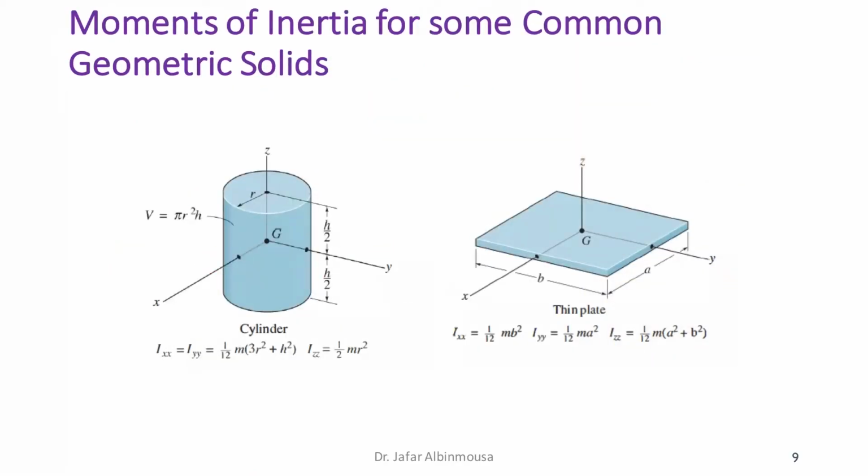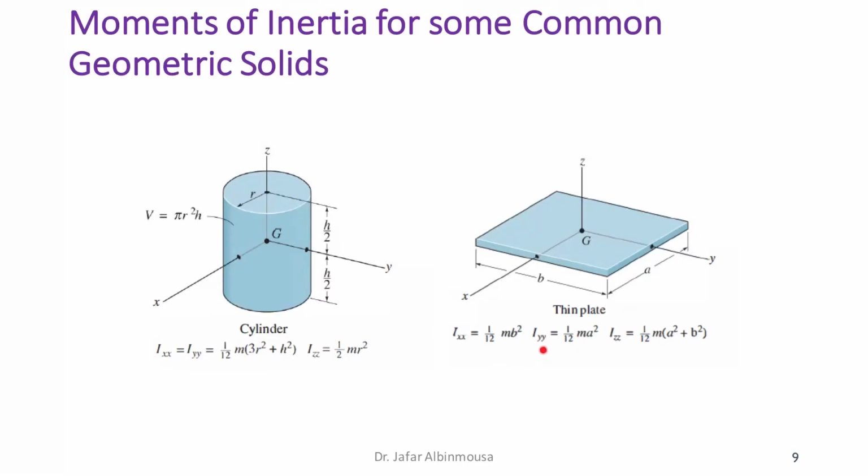Now here we have moments of inertia for some common geometric solids. If you see, this is the cylinder, and we have Izz equals half m r squared, as we derived previously. Because of the symmetry, the moment of inertia along the y and x axes is the same, and it is equal to 1 over 12 m times 3r squared plus h squared.